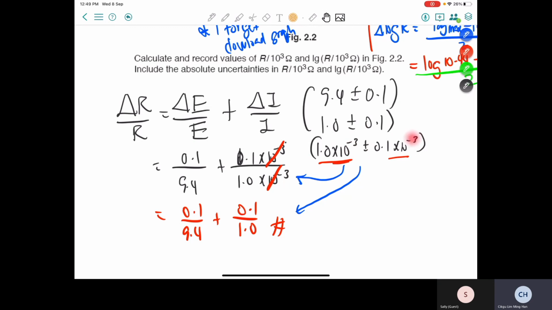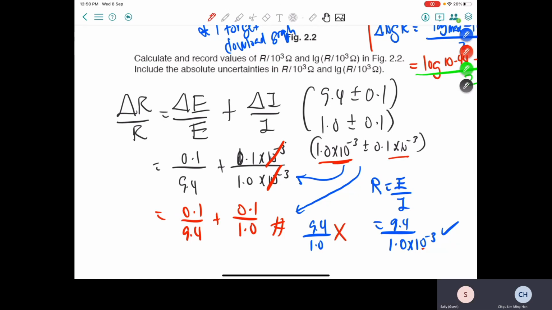Correct, but not in the actual calculation. For example, R equals E over I, which is 9.4 over 1.0 times 10 to the power of -3. You don't do 9.4 over 1.0. This is incorrect. You must include the power for the actual value. If it's for uncertainty, you can get rid of the minus 3. Hope that helps you.